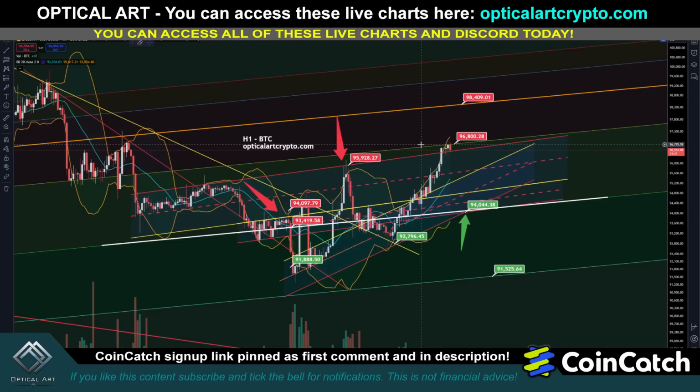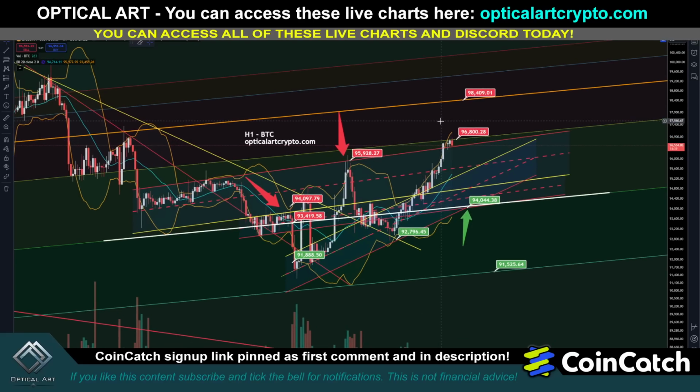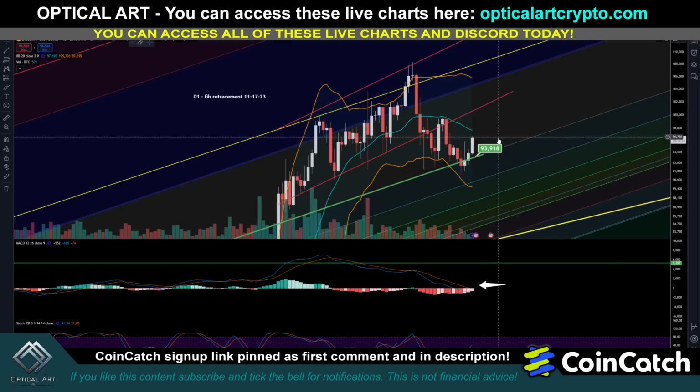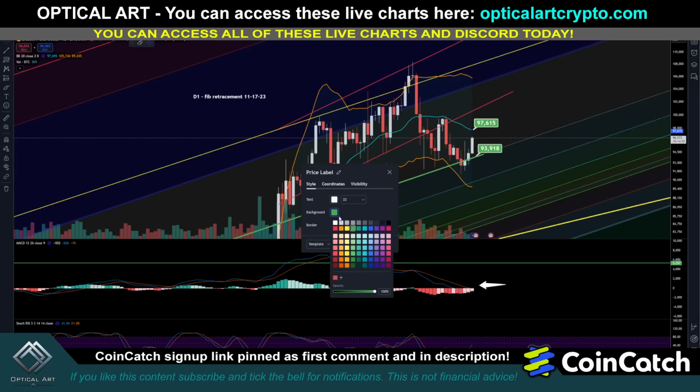If you get above 96,800, well, you don't want to long or short 98,400. And I'm not so sure we make it to that point. Again, that is because the center Bollinger Band on the daily is sitting right here around 97,000, let's just say 600. So that would be a potential point to short.